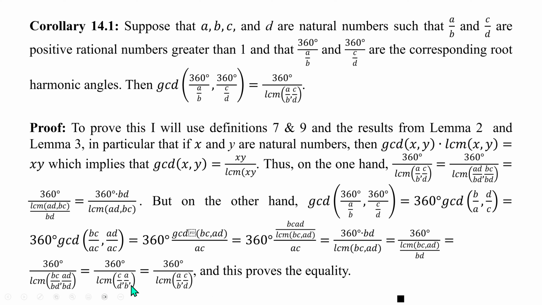And then I'm just going to switch these two. If I do least common multiple of this and this, that's the same as least common multiple of the second one and the first one. So this is 360 degrees over least common multiple of A over B and C over D. We got that this is equal to the greatest common divisor of these two root harmonic angles, that's exactly what we want to prove. And so we're done.